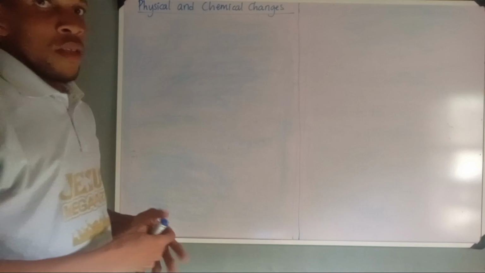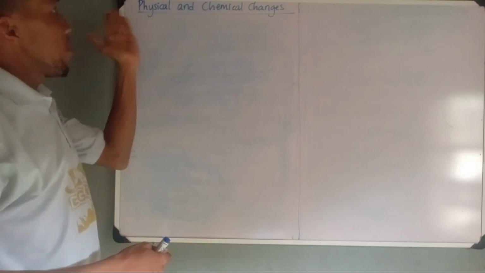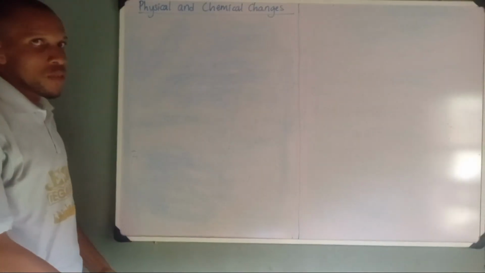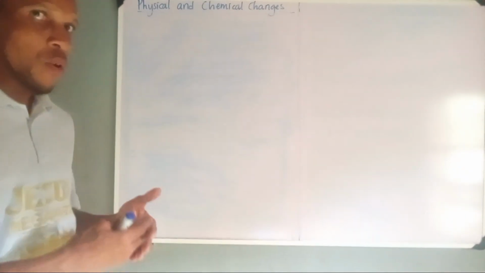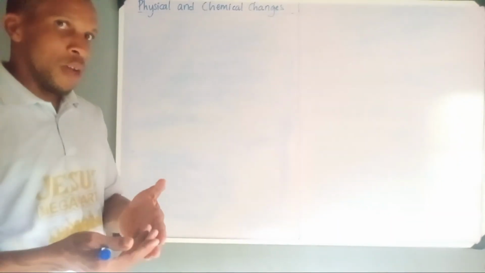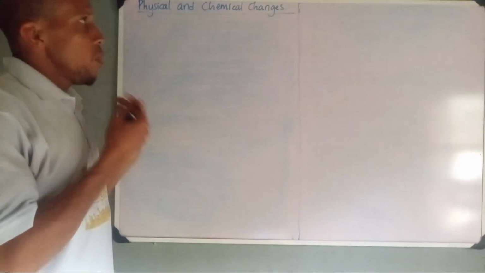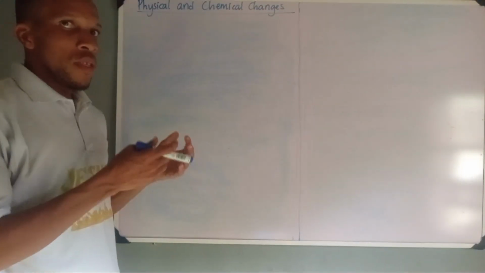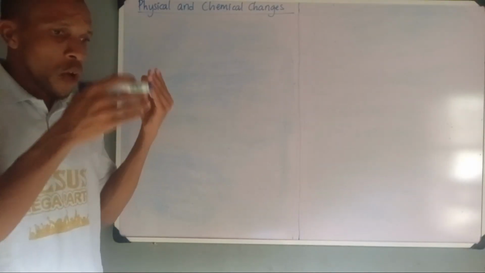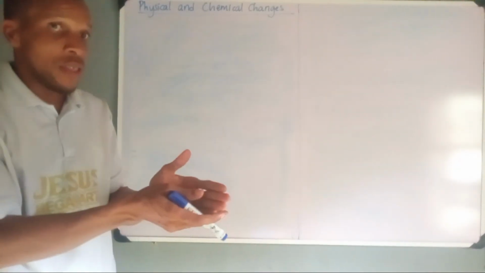Okay, welcome back. Now we want to talk about physical and chemical changes. Referring to physical and chemical changes, we've already identified what physical properties are and also what chemical properties are. So, what are physical changes? These are changes that have to do with the physical nature of a substance without changing its identity.